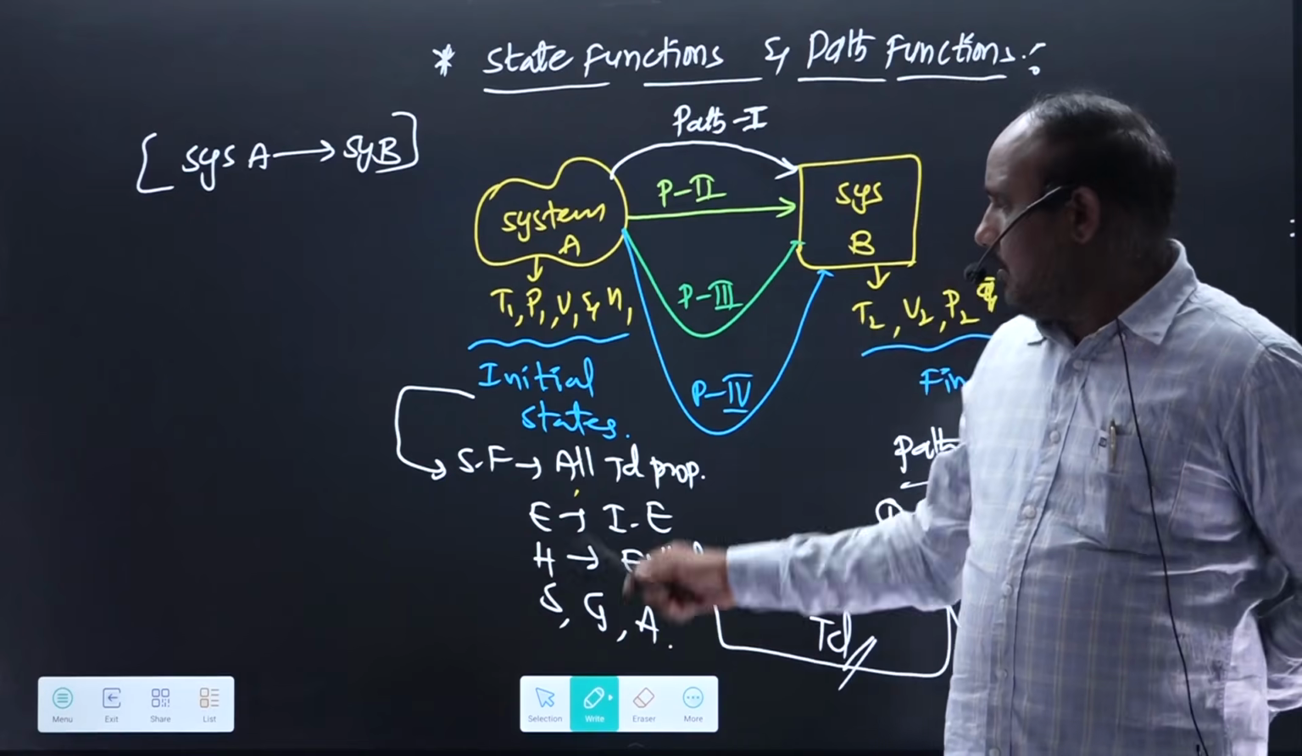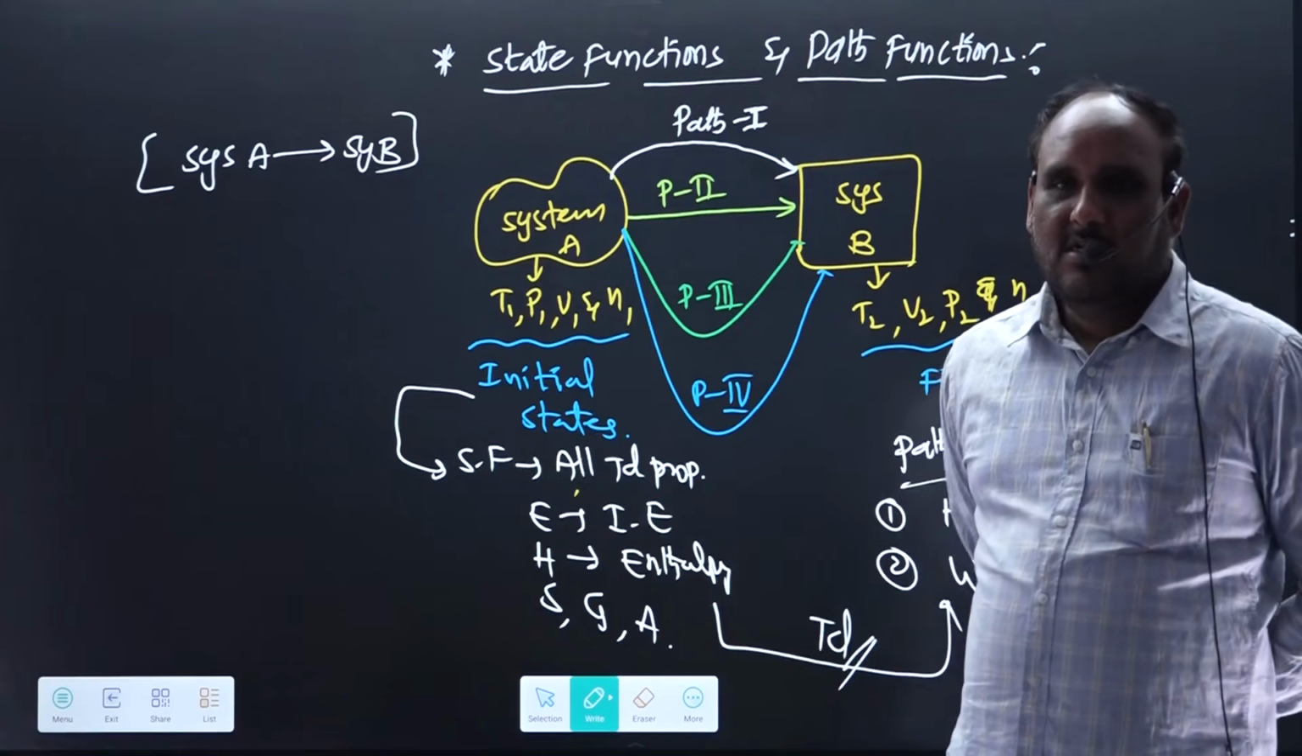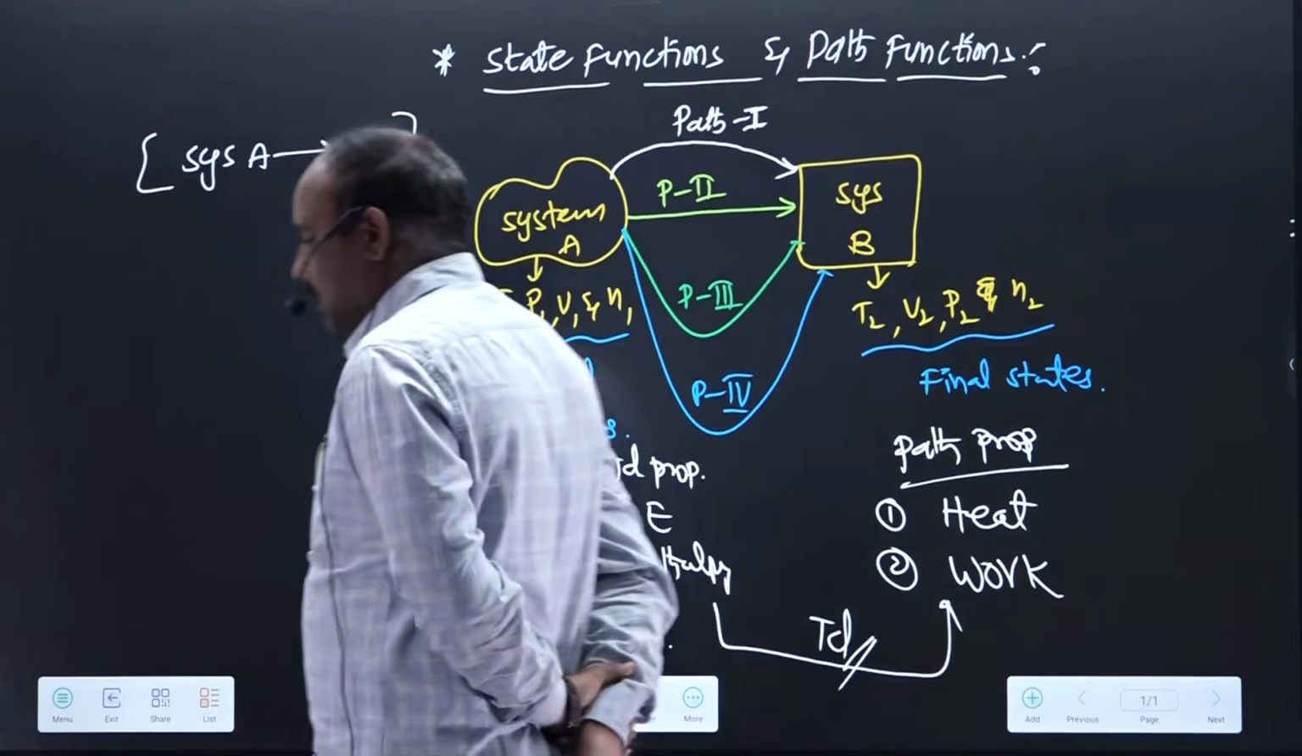If you want, you have to write all these properties. Already written, no need, right? Okay. Next, path functions.